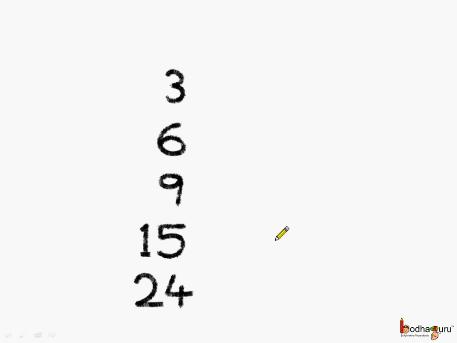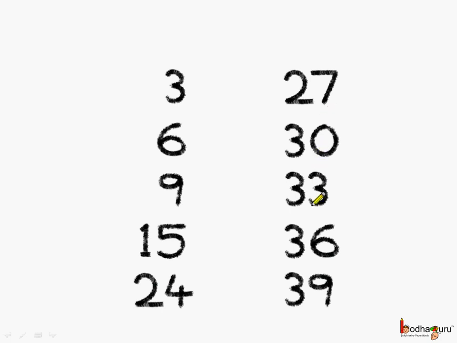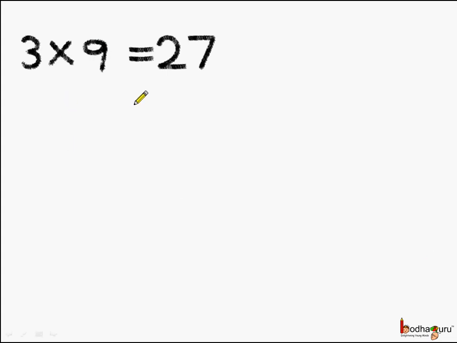Now, is there any pattern in this? Let us see. We have 3, 6, 9, 15, 24, also 27, 30, 33, 36, 39. These are the multiples of 3 and exactly divisible by 3. So, if we see the pattern here, what do we see? 3 multiplied by 9 is equal to 27. And if we add the digits of this number 27, then 2 plus 7 is equal to 9.